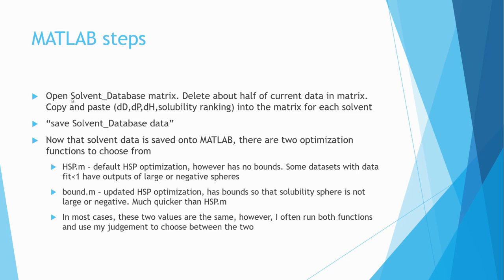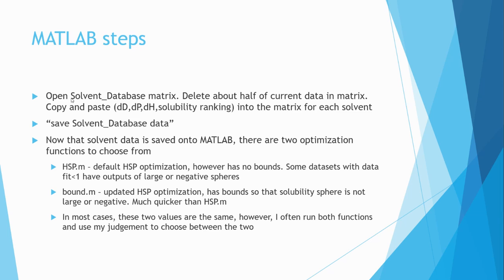So now that the solvent data is saved onto Matlab, there are two optimization functions to choose from. One is HSP.m, and that's from the Garaghese algorithm, and that's the default HSP optimization. It does not have any bounds, and that should be taken into account: some data sets with a data fit less than 1 have very strange outputs, spheres with radii of like 1,000 or so, or negative numbers, which you don't really want.